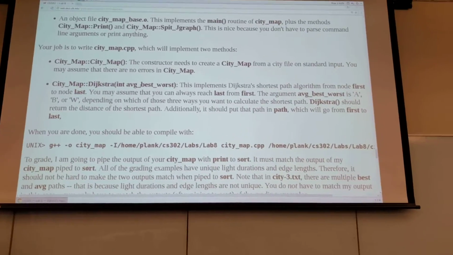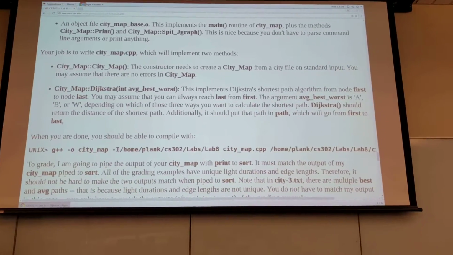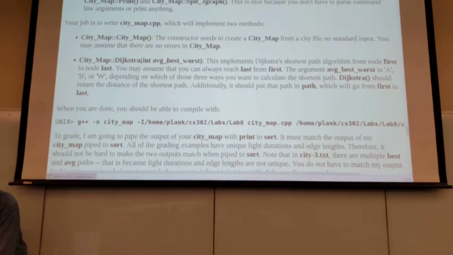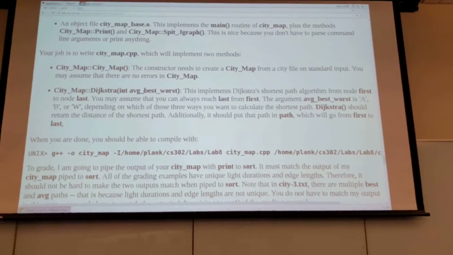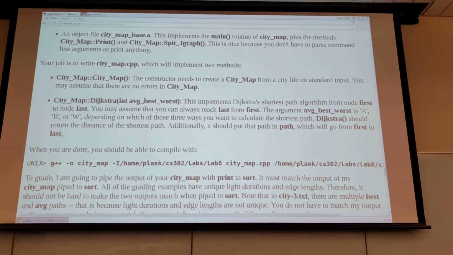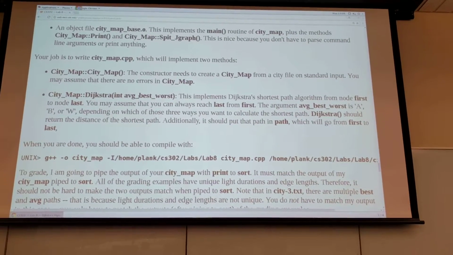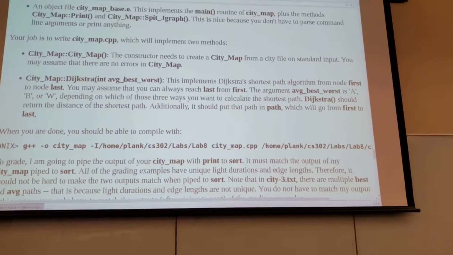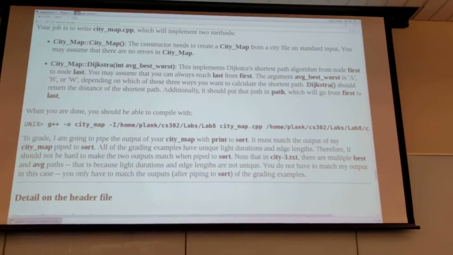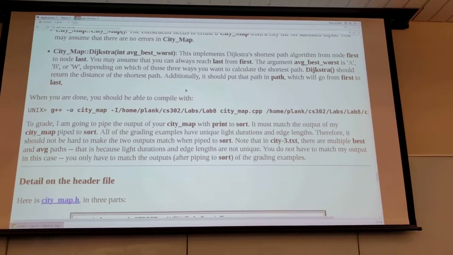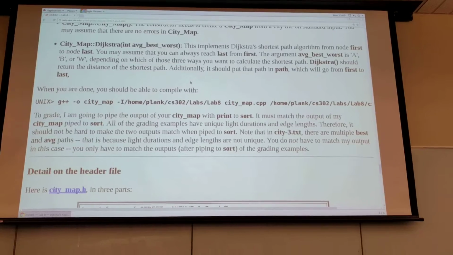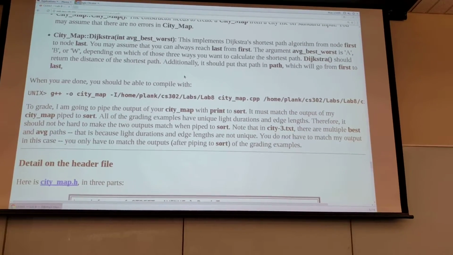The argument that you're given is an integer, and it's a character A if you want the average time through the city, B for the best, and W for the worst. The Dijkstra function should return the distance of the shortest path, and it should put the path that it took inside the path variable. So when you write the citymap.cpp, you can compile it with this function, or you can use the make file that's in the lab directory.